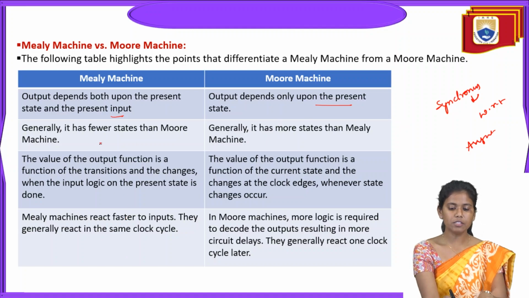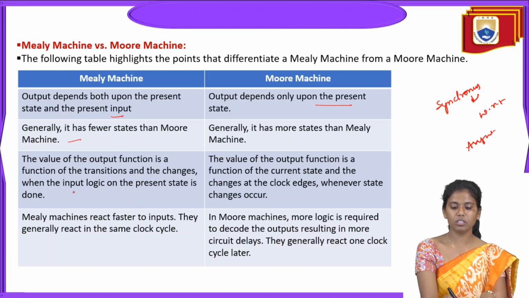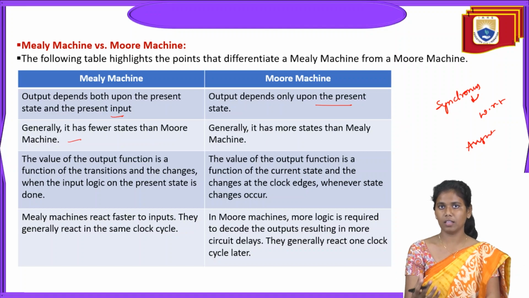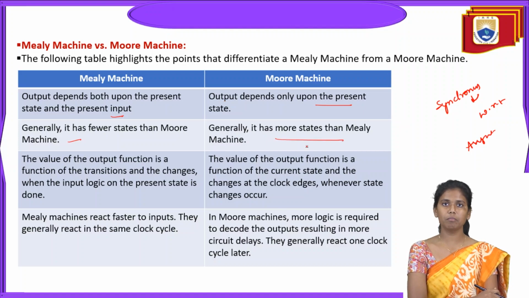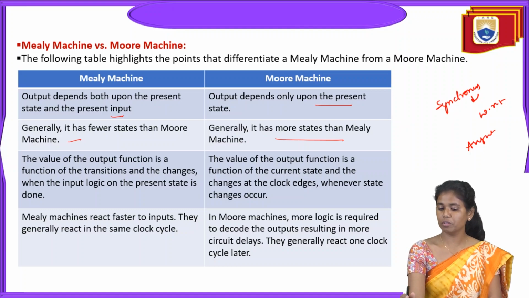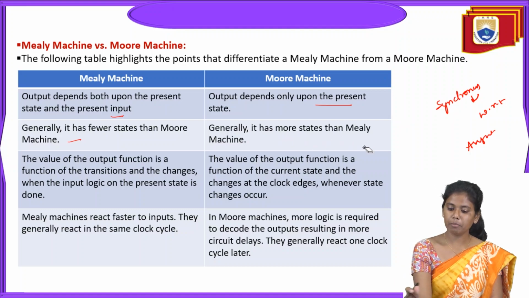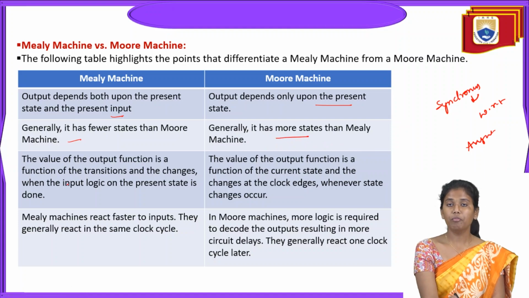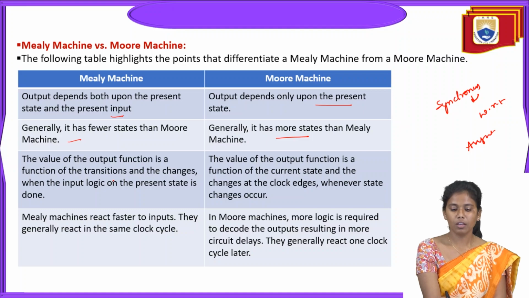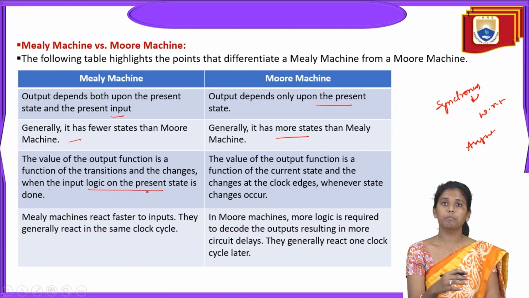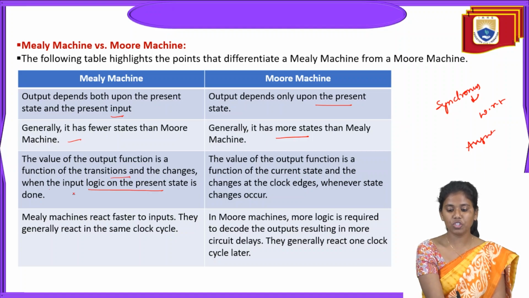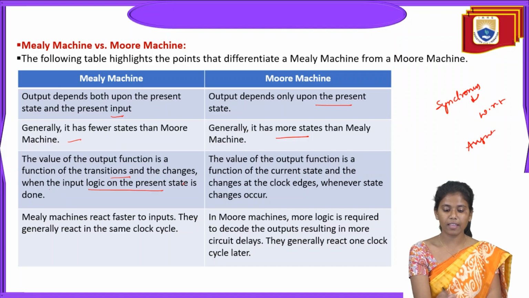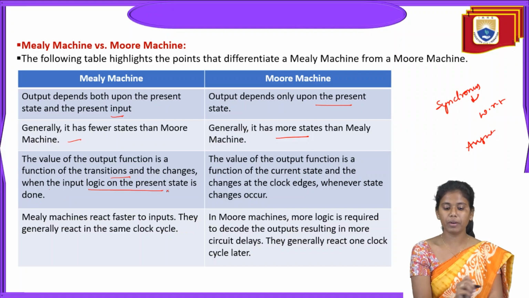Generally, the Mealy machine has fewer states than the Moore machine. The Moore machine will have more states, whereas the Mealy machine will have fewer states. The value of the output function is a function of the transitions and the changes when the input logic on the present state is done.